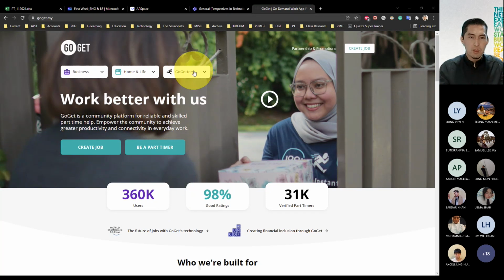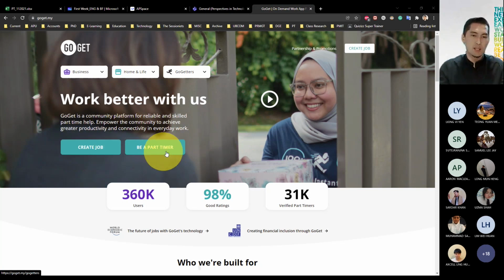And one thing that GoGet has been doing is that they are also looking for a lot of these people. Now, you can't just be a part-timer. As I just highlighted, I can put up a job to say that I want someone to queue up at this restaurant at 5:30 p.m. because I'm going to be there by 6:30 p.m., for example. Once I put this job up, the job is created.